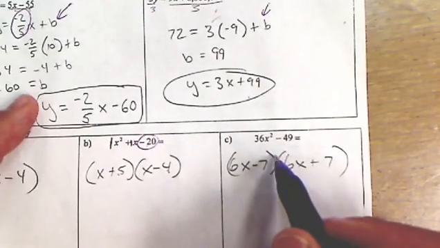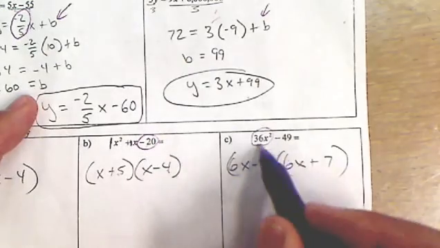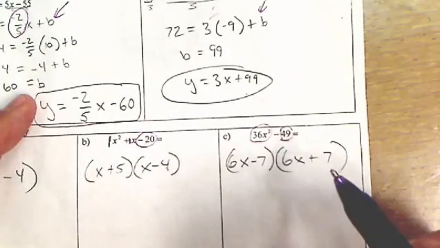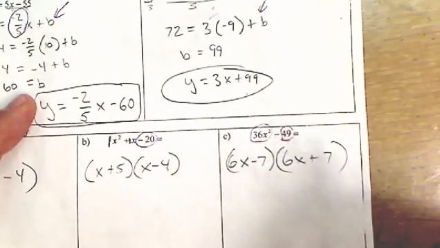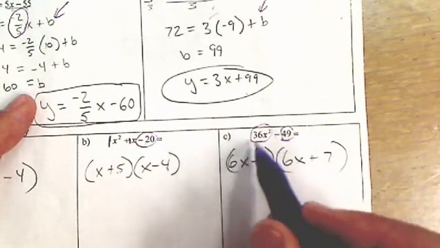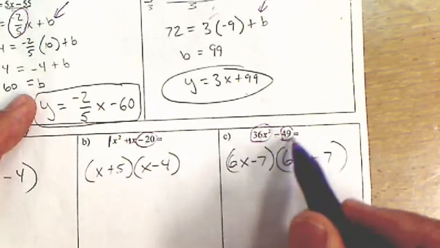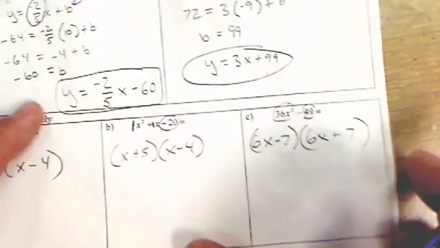Difference of two squares. I have a perfect square and a perfect square. And they're being subtracted. That's the difference of two squares. So 6x, 7 and 7.